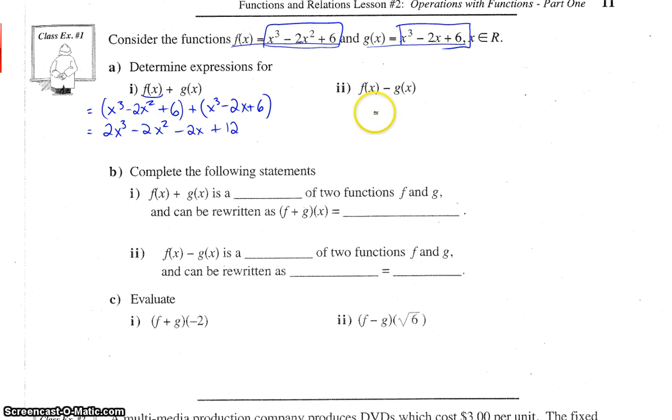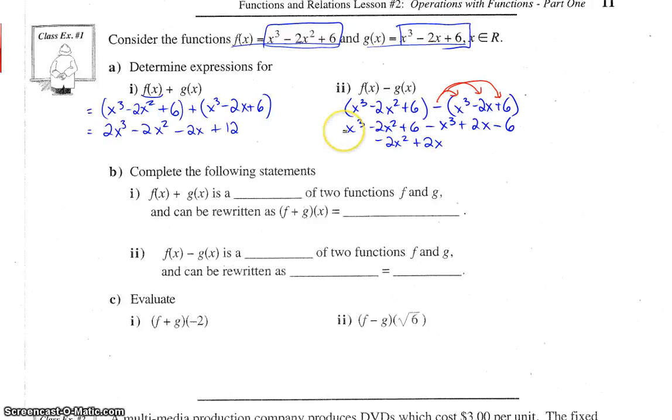Okay, let's do it for f of x minus g of x. Or, if you guys want to try it, pause the video now, and then we'll see if we get the same answer. Okay, so the answer we should have arrived at is negative 2x squared plus 2x.